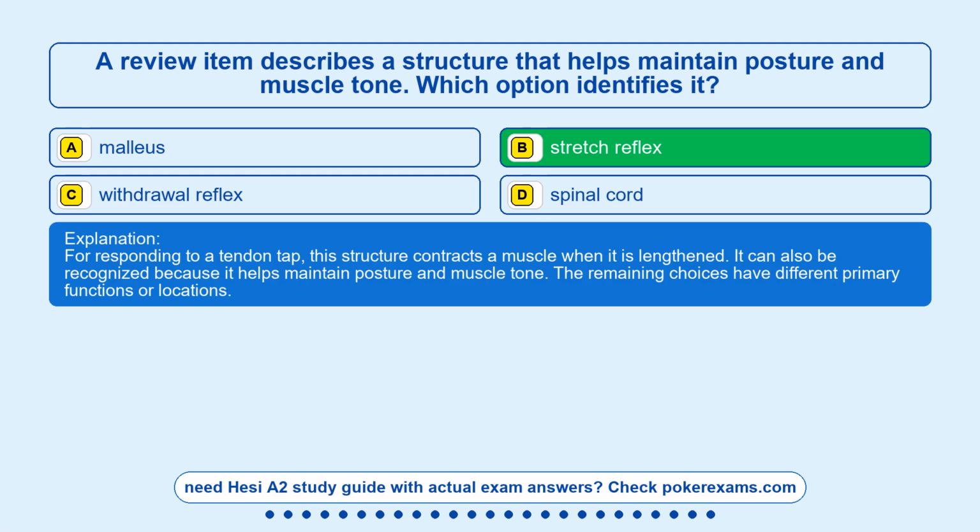For responding to a tendon tap, this structure contracts a muscle when it is lengthened. It can also be recognized because it helps maintain posture and muscle tone. The remaining choices have different primary functions or locations.